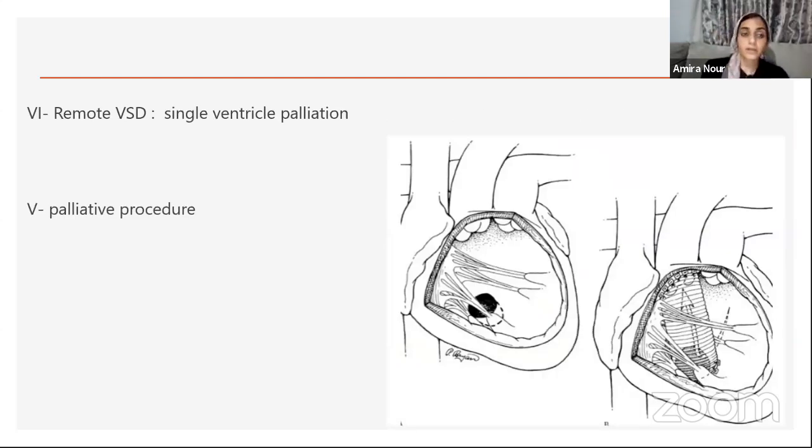Finally, the remote VSD is one of the most difficult, despite having two well-formed ventricles. The surgical approach is very difficult. And I would like to hear from Dr. Hatem what surgical options or solutions are available for those patients with DORV and remote VSD?